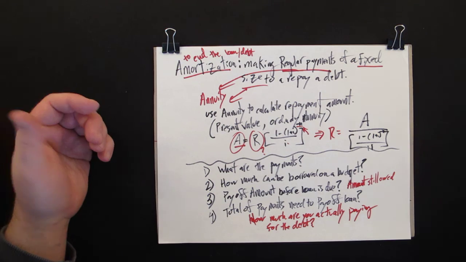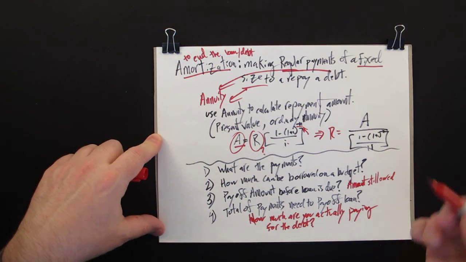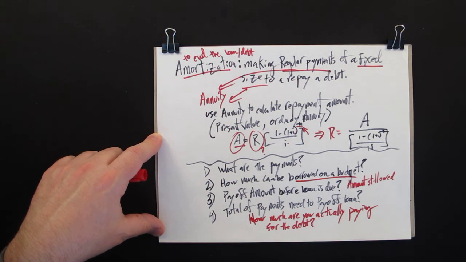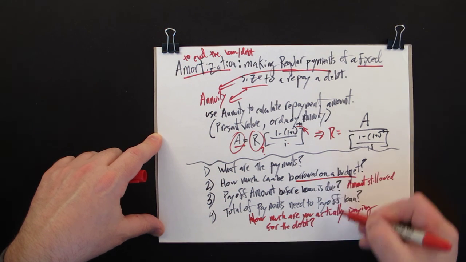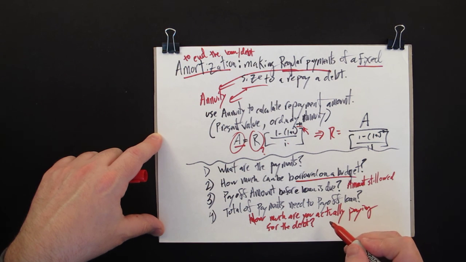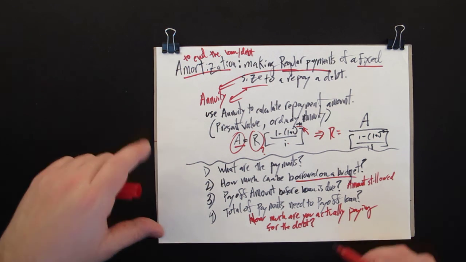Most of these things you can't make a direct cash payment, and so that's why you're trying to figure out how much you have to borrow in a budget, and then how much you can budget for is also relevant for how much you actually end up paying in the long run.